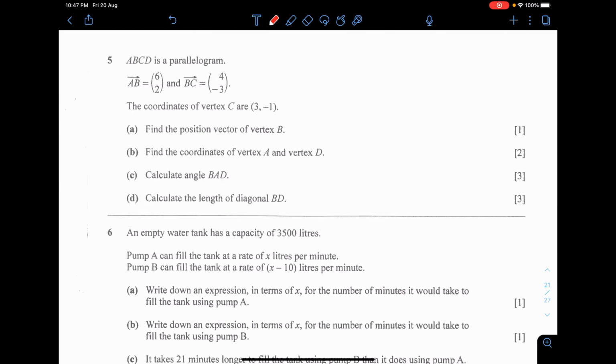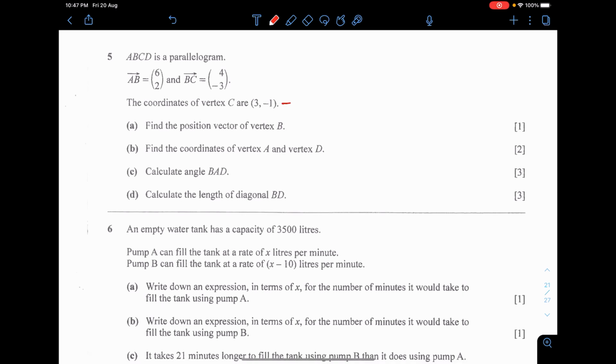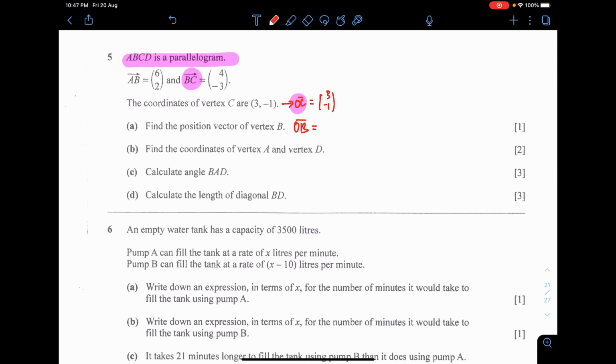Next, ABCD is a parallelogram. Coordinates of the vertex of C is this. This tells us that OC is 3, negative 1. Find the position vector of vertex B. They are looking for OB. We have a lot of information here, particularly BC and OC. I don't like to use the A yet because I have little information about point A for now. I know that ABCD is a parallelogram, so later maybe we draw it.